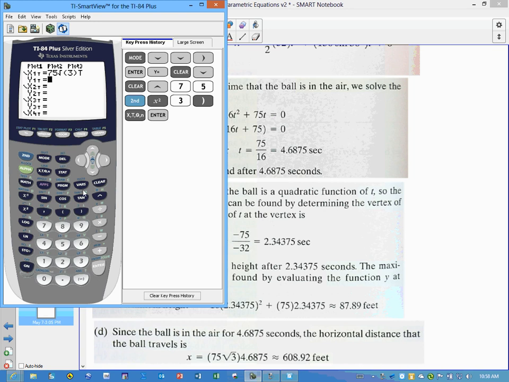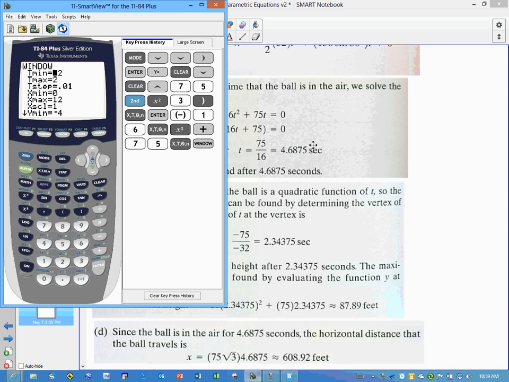And the y equation was negative, again negative not minus, 16t squared plus 75t, if I remember that right. Yeah, that's correct. Alright, so we have our x and our y. We're going to look at our window. And for t min and t max, well, we have a little bit of a leg up here.